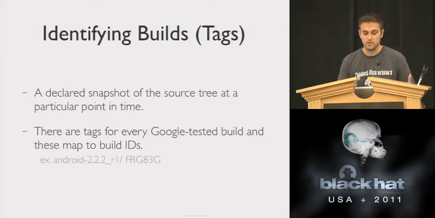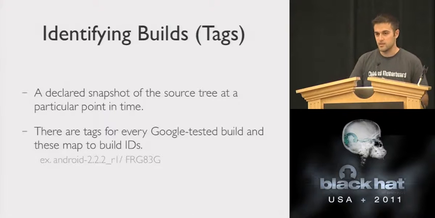So to continue with identifying these builds, inside the actual Android Open Source Project tree, there are these tags. And the tags are basically a declared snapshot that has been tested by Google and that has essentially been certified by them. And we can map these directly to that build ID so that we know exactly when a phone has that build ID that it is with this tag.